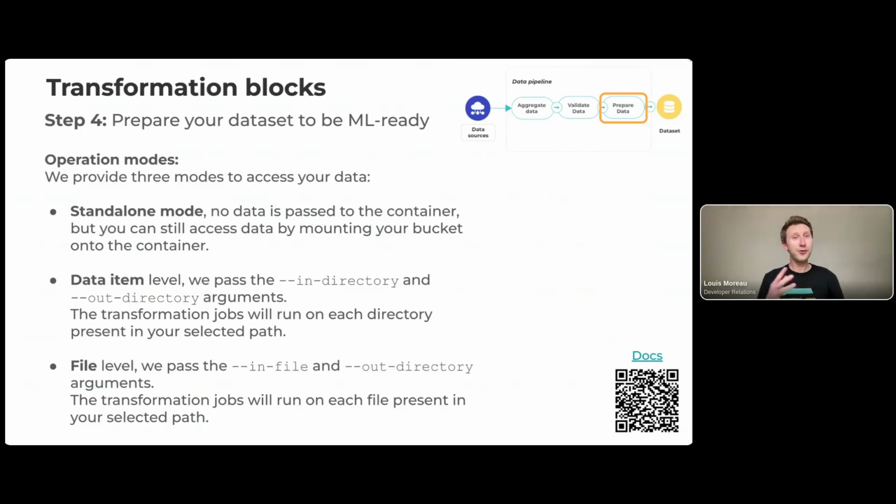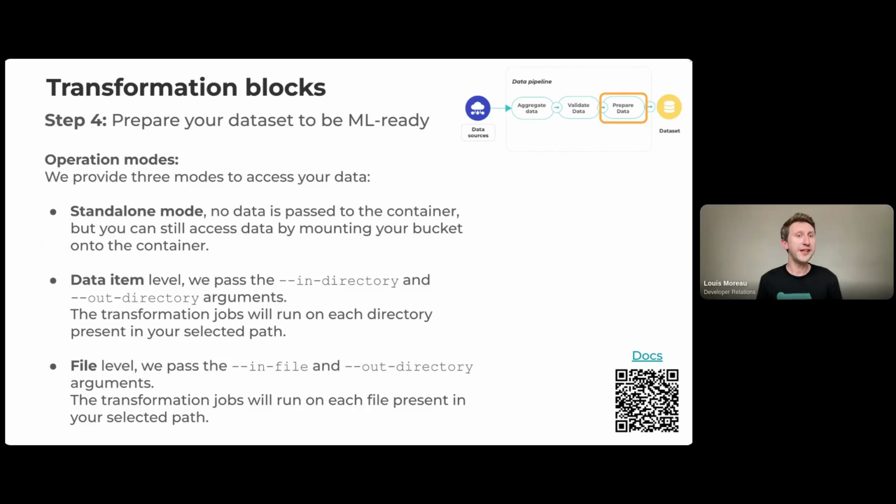Then transformation blocks, how do they operate? So we have 3 main modes for Edge Impulse transformation blocks. The standalone mode, so no data is passed to the container, but you can still access some data if you need by mounting your bucket into the container. I've seen a couple of solution engineers who use the standalone mode to synthetically create some data, for example, using DALL-E from OpenAI. Here you can just, with a prompt, create some data, and you can supplement your data set. This is super useful.